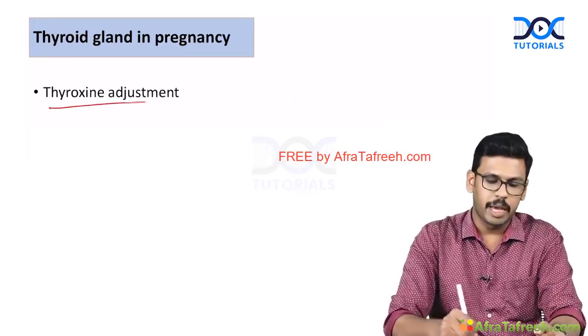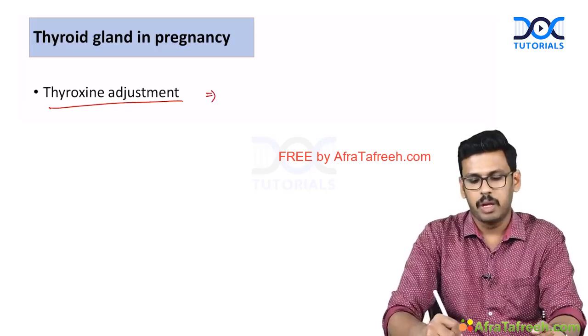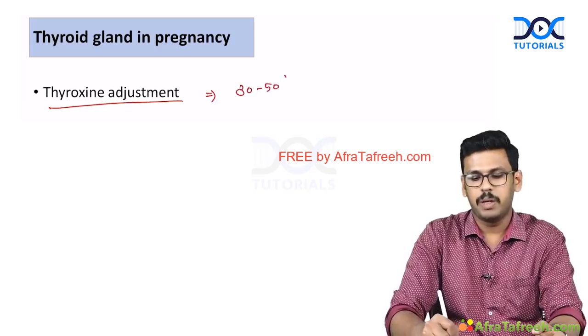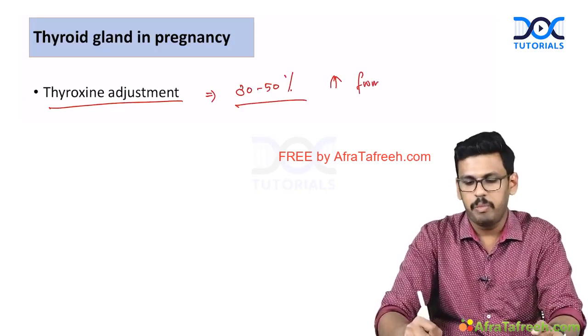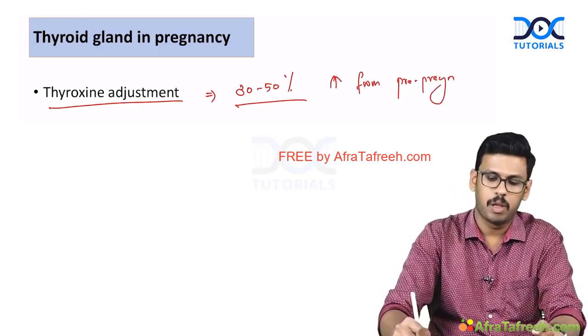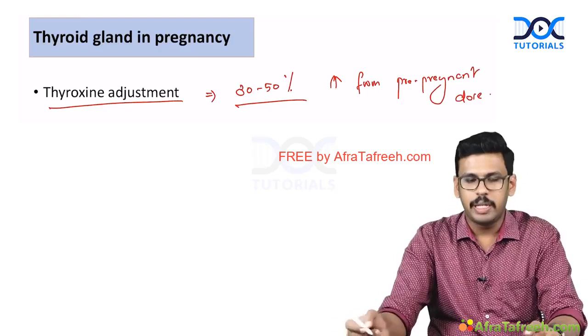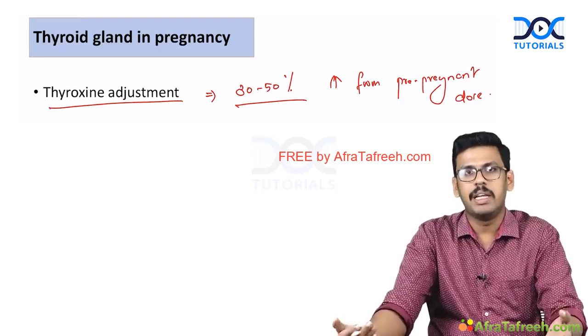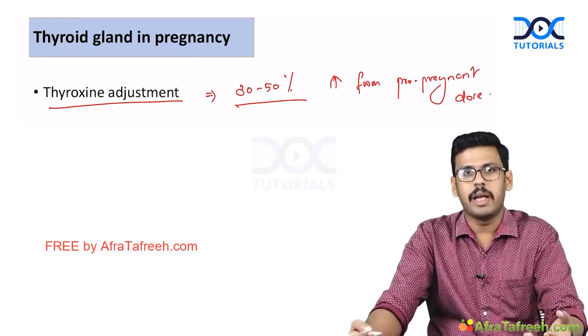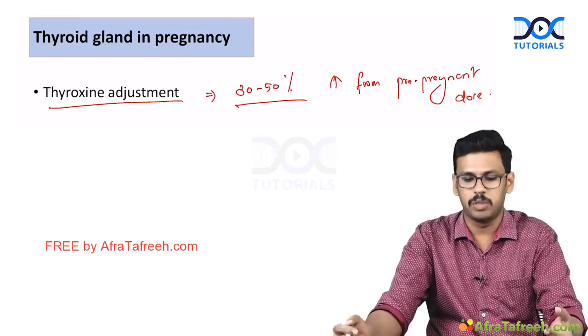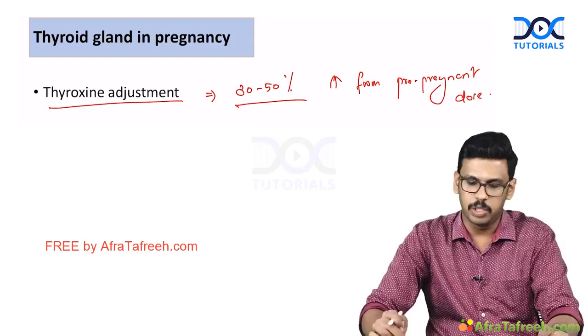And regarding the thyroxine dose adjustment, you require 30 to 50% increase from the pre-pregnant dosage. From pre-pregnant dosage, you will need to increase, and this should be done as early as possible. As soon as the UPT becomes positive, you can consider increasing the thyroxine dosage by 30 to 50%.